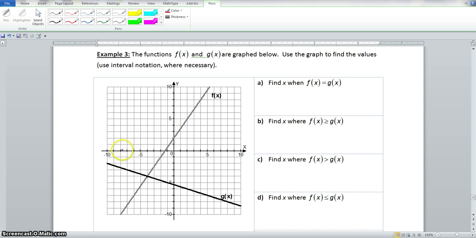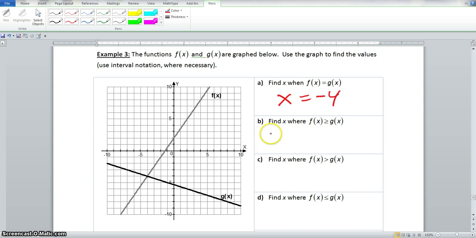Now, basically what this is saying is when f of x, which basically they're talking about your y values, is equal to your g of x y values, and that is here. Well, actually, this is where they intersect. So when f of x and g of x are equal to each other, that is when x is negative 4. When x is negative 4, this is where they intersect.